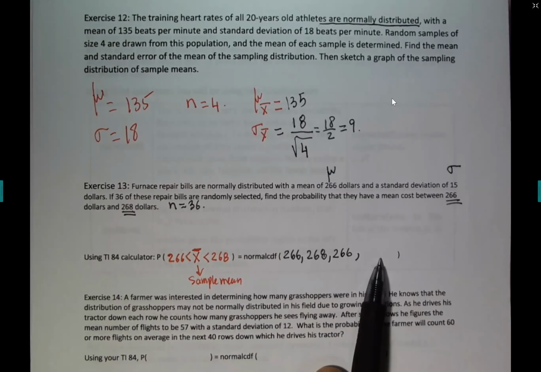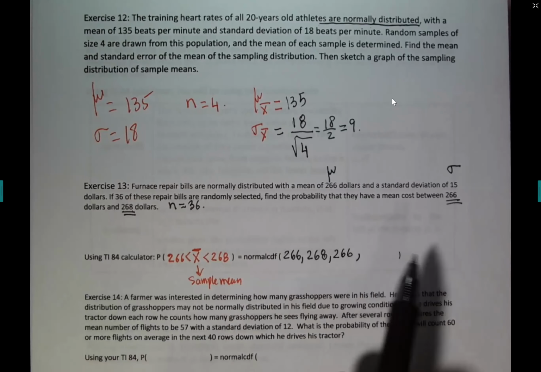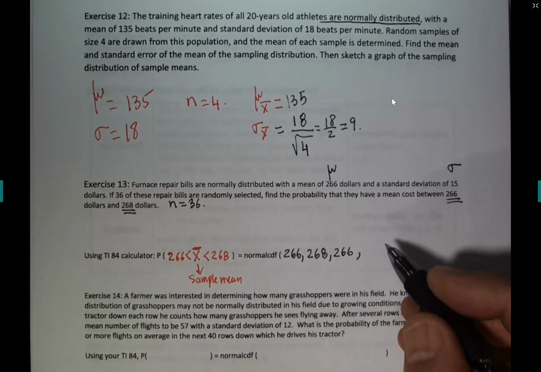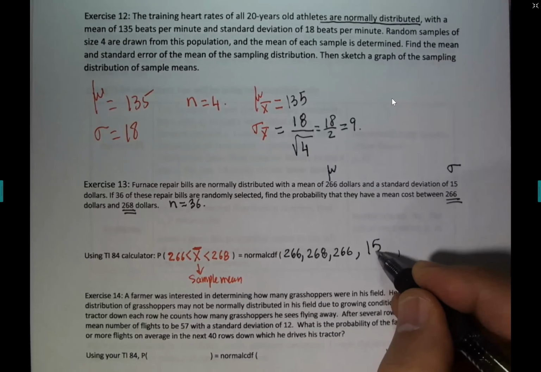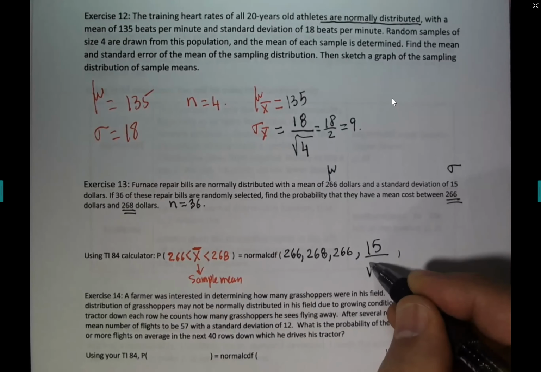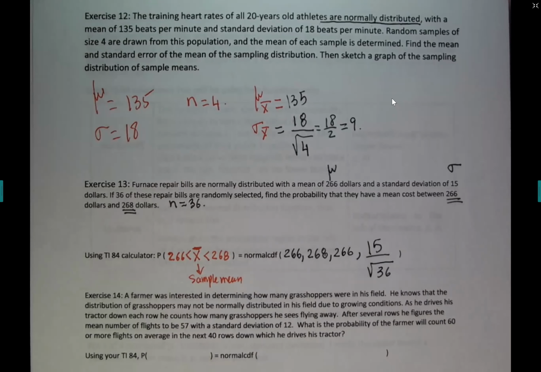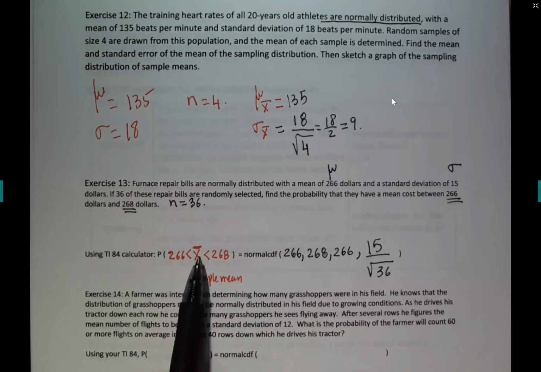Not n. What's the standard deviation of the sample means? What's the formula? The original standard deviation is 15, but we're not going to put 15 here. Look what we're going to put. Is that the one where we do the square root of it? Exactly. That's how it's going to be. 15 over square root of 36, because you're not doing one individual here, you're doing sample means.